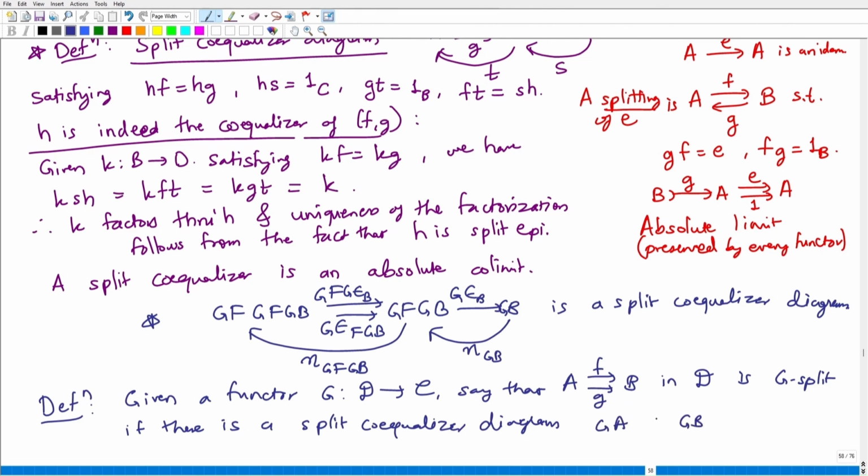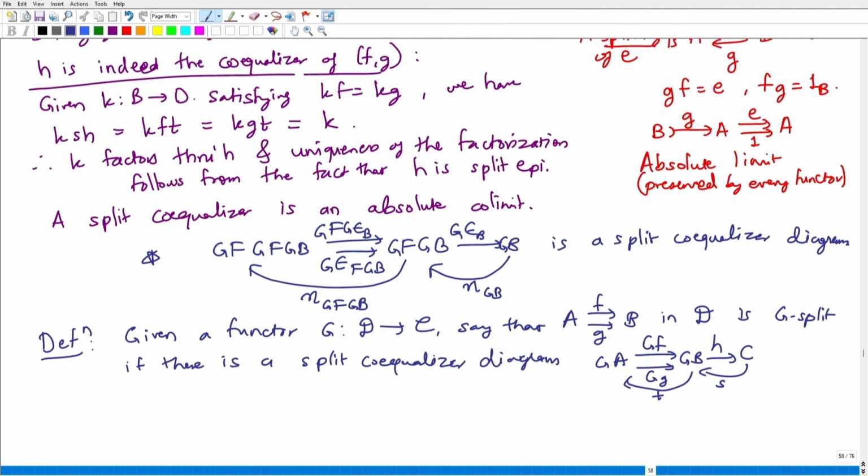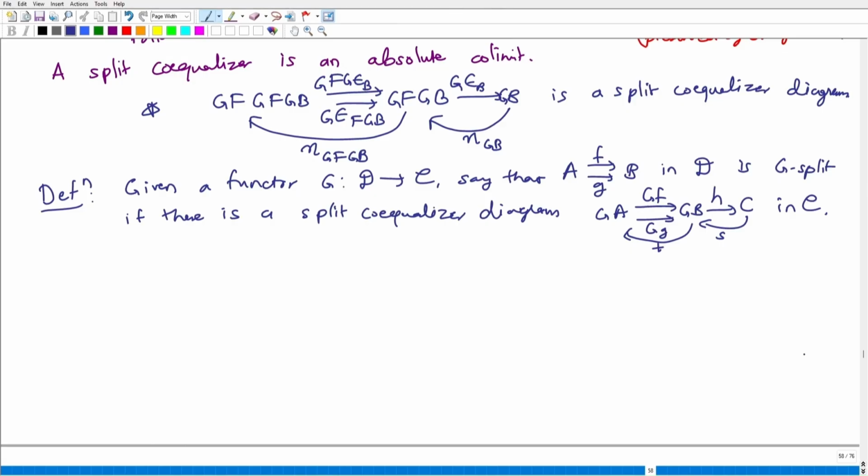GA, GB, GF, GG, and then some C. It doesn't matter whether this C is in the image or not, that's not important, but some S and some T. There is a split coequalizer diagram in C. So when you take this parallel pair of arrows and map it under G, it has a split coequalizer. Okay, that's what we have written here.